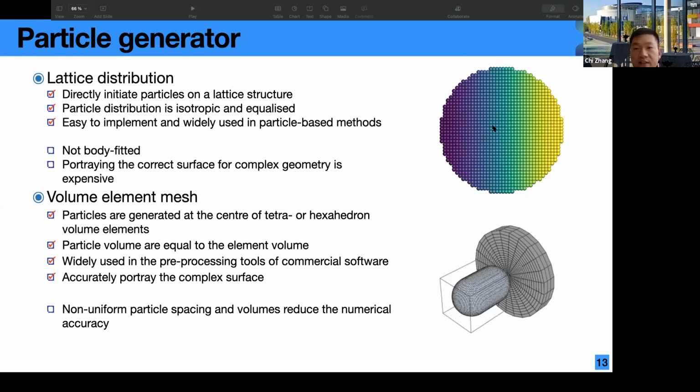As you can see here, for this method, we have an isotropic particle distribution. However, we cannot accurately represent complex geometry. For this method, we can have an accurate representation of the geometry. However, as we just convert each element to a particle and give the element volume to the particle volume, we cannot get an isotropic distribution of the volume.